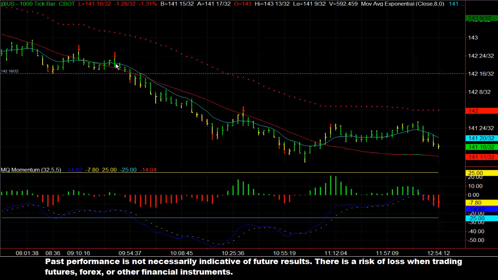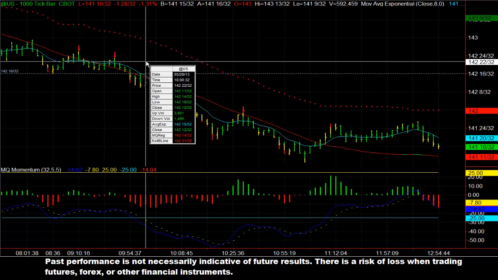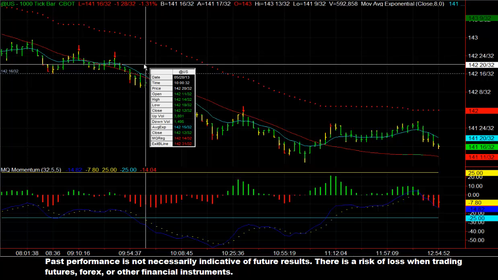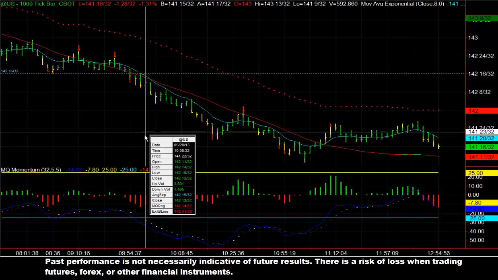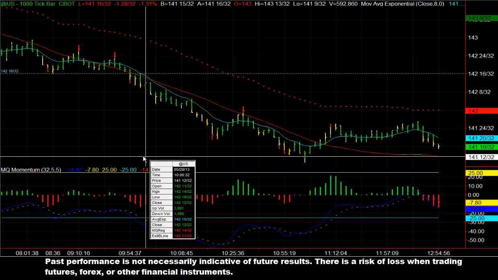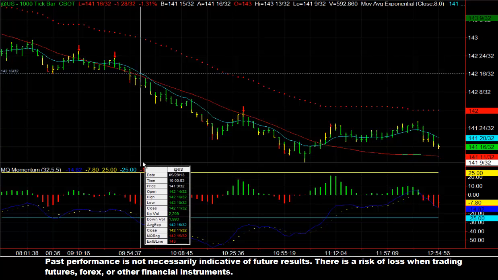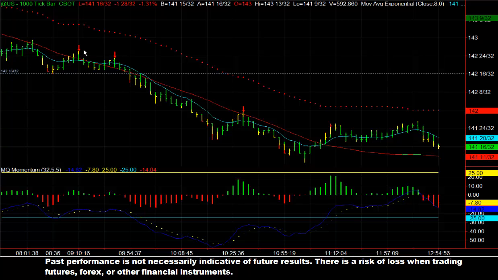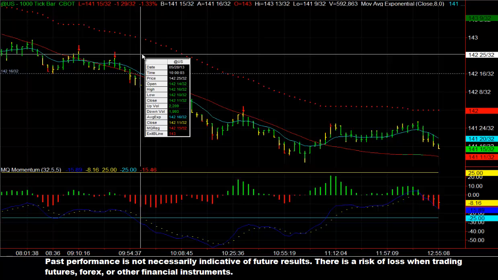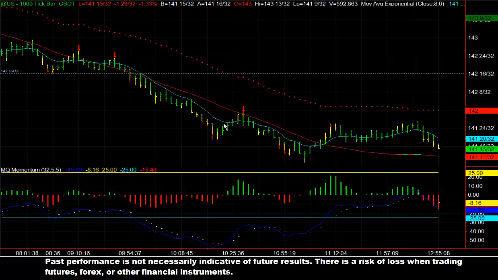We had a couple different bounces here that would have had you short around 142 and 22/32nds, or 142 and 20/32nds if you got in a little bit late or due to slippage. It still ended up selling off all the way from 142 and 22/32nds. It sold off about a point and a half down to the lows from those first two entry opportunities. It would have been a great trade because you would have only been risking about 3 to 4 ticks with your stop loss.